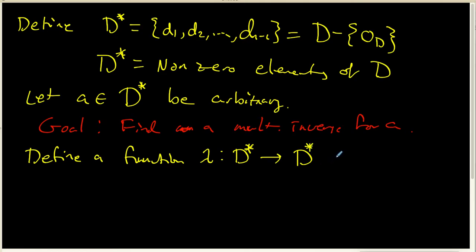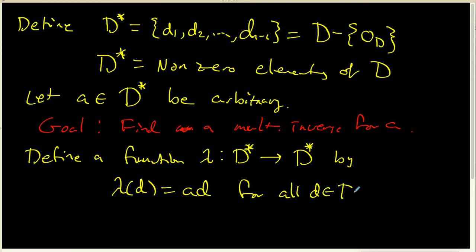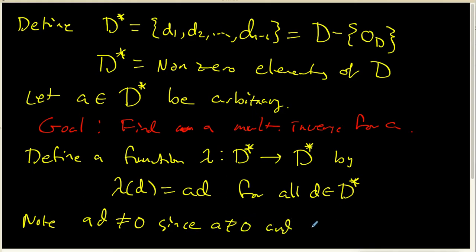And we're going to define this function by saying that lambda of any d is simply equal to a times d for all of the d's inside d star. Now, this is a function from d star to d star because I want to note that a times d cannot be equal to 0, since we know a is not equal to 0, and we know d is not equal to 0, and we know this second fact because d belongs to d star.